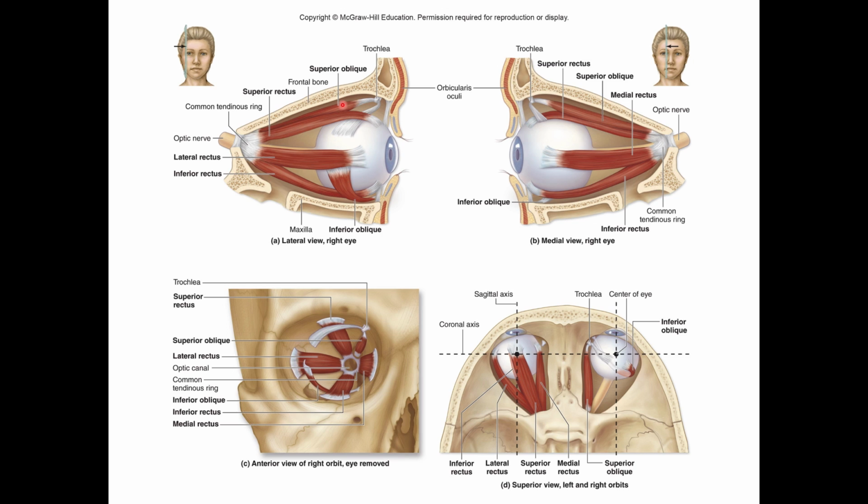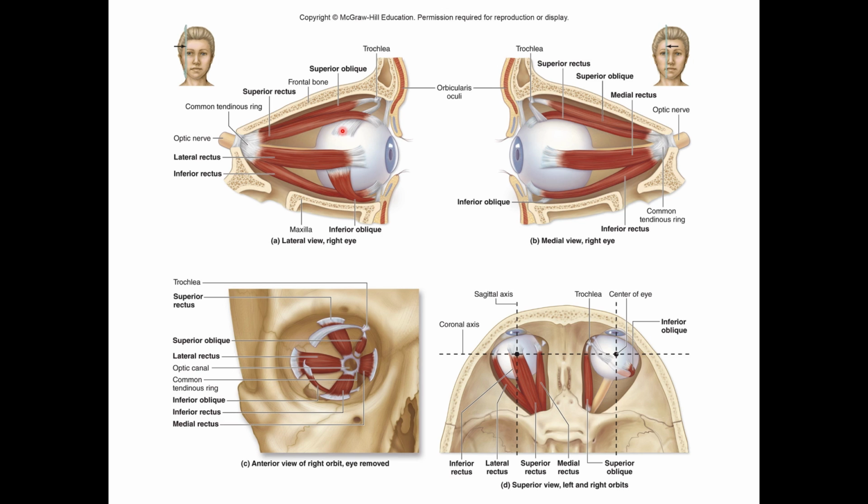So here we have this superior oblique. Now it's oblique because look, it looks like it's going back here, but then there's a little tendon holding it in place. And then it actually attaches on the opposite side of the eye. Okay?